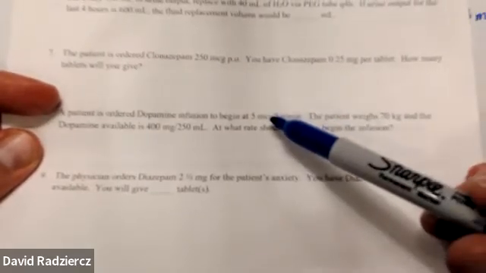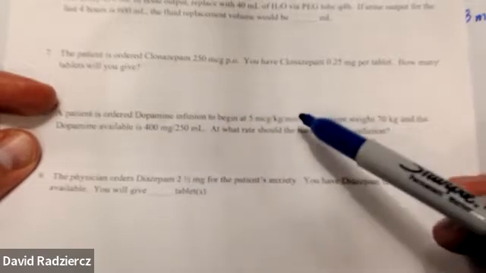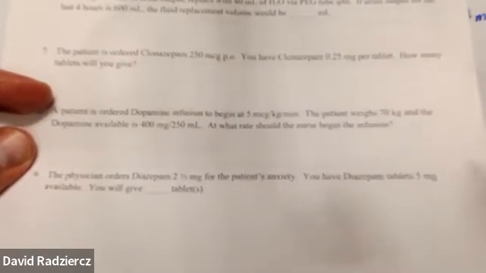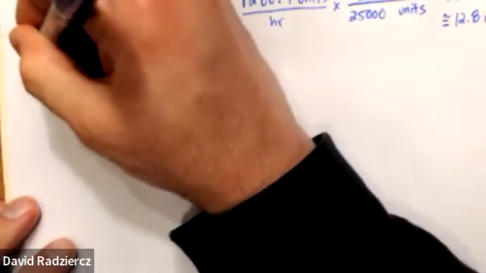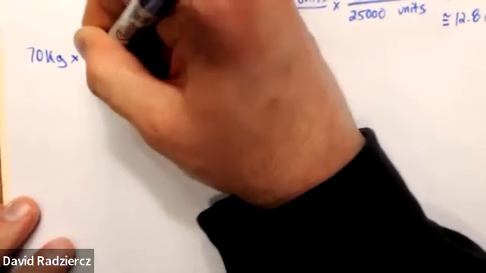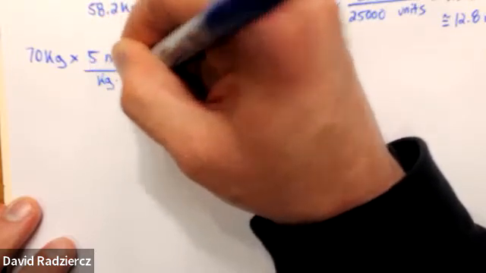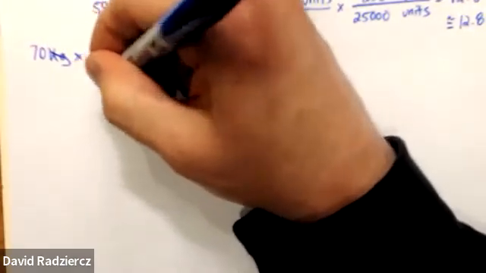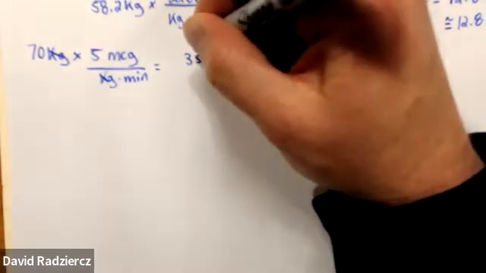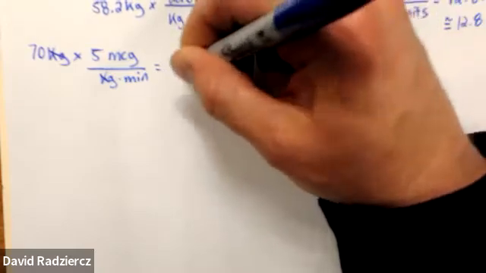So this is considered a complex question where there's multiple steps. We have to convert micrograms to milligrams, and we need to convert minutes to hours, and we need to account for the patient weight. So let's do that. Step 1, take the patient's weight and multiply it by the given 5 micrograms per kilogram per minute. When we do that, we'll get 350 micrograms per minute.